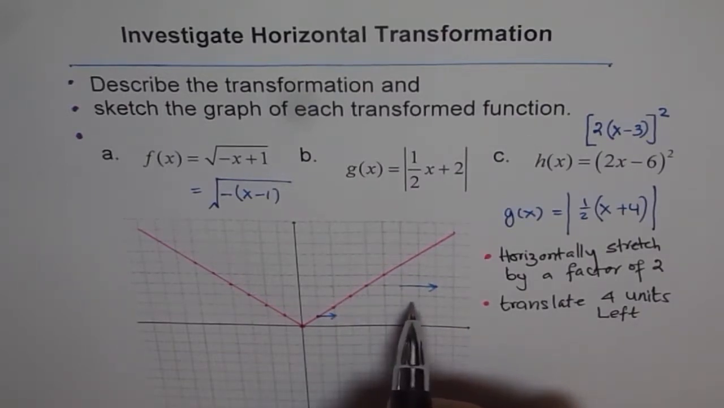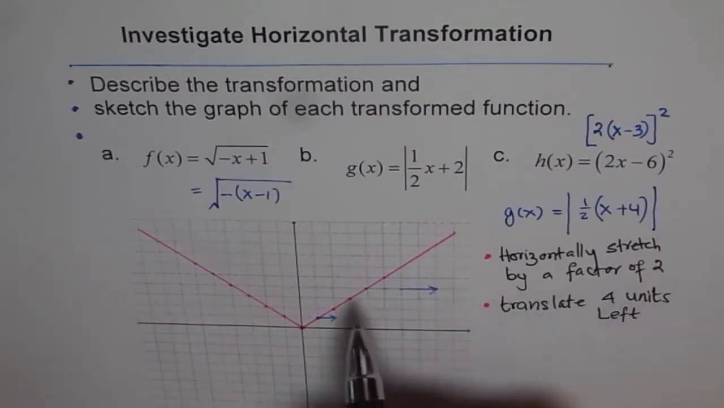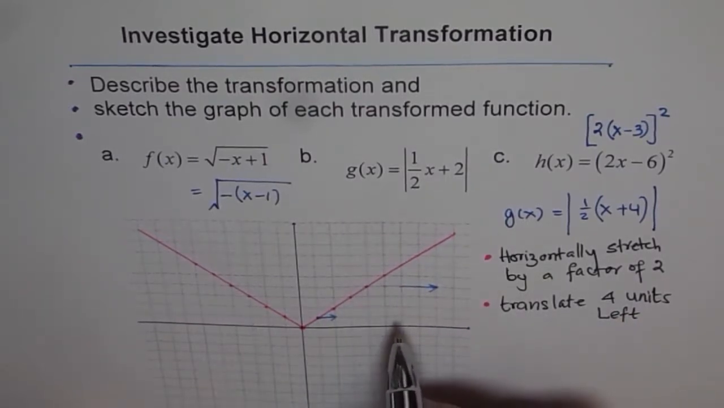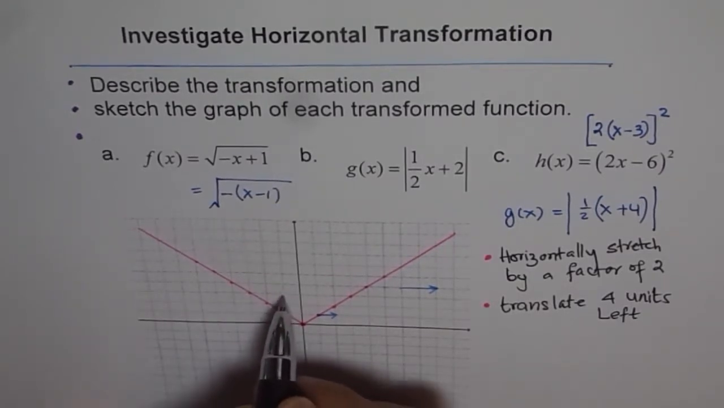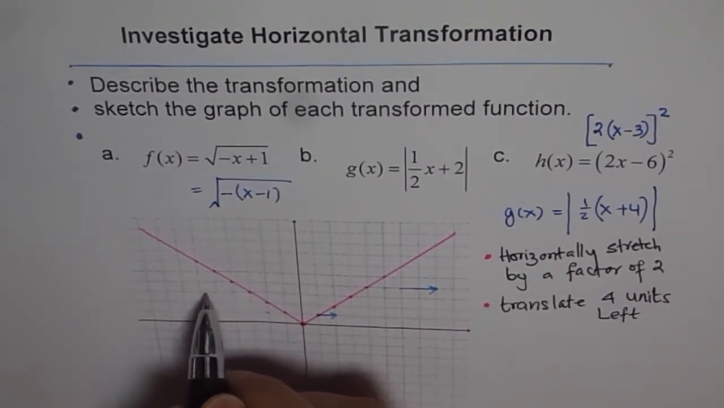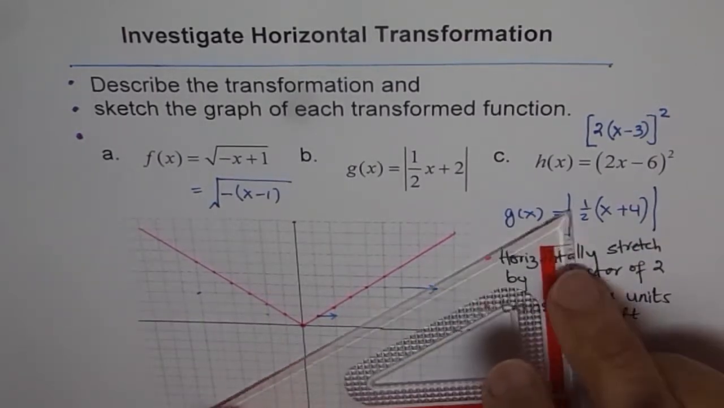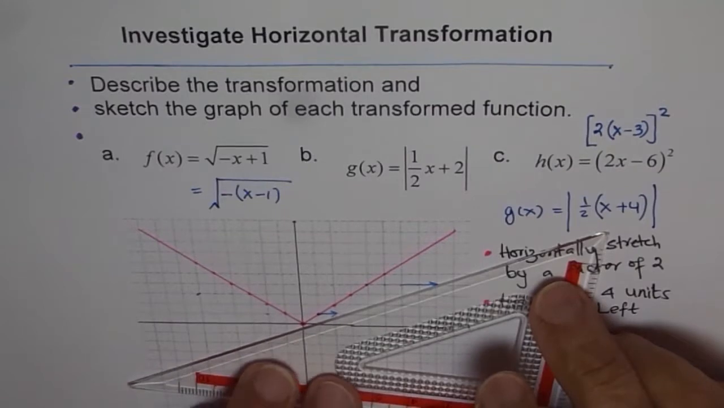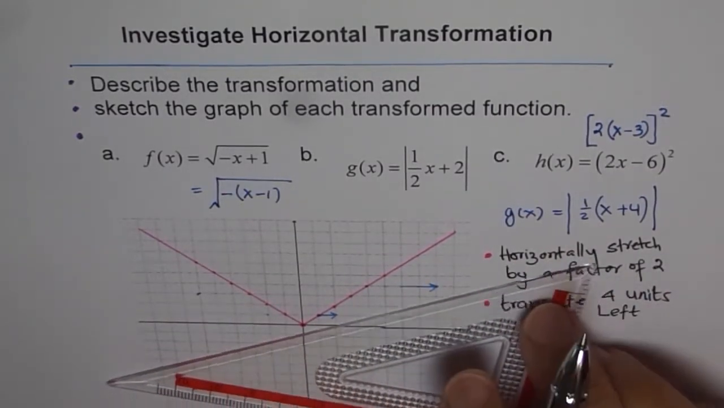So the whole idea here is that it will give you a stretch horizontally, so it becomes more and more flatter. So here also we'll have these points. Like this, it is 1, 2, 3 units, 3 more. So it gets stretched. Let me draw the first part of it, which is saying horizontally stretch by a factor of 2.